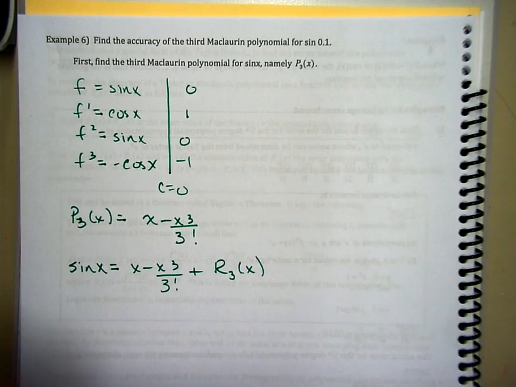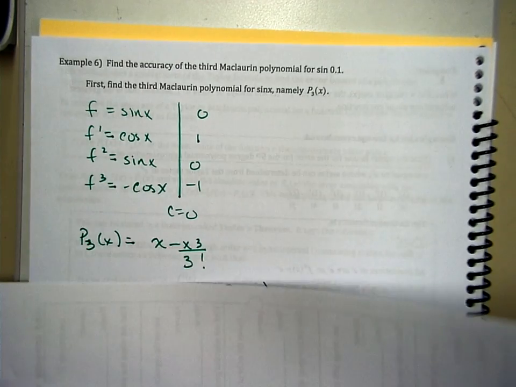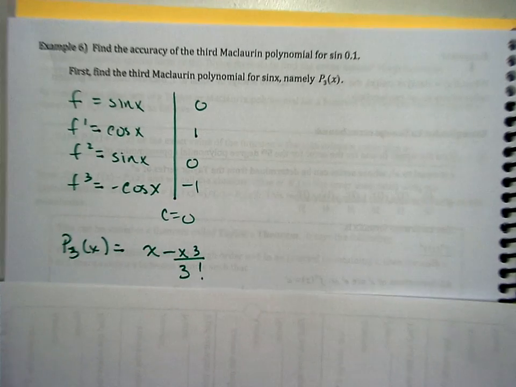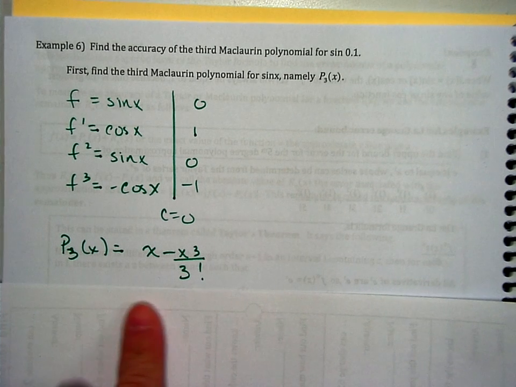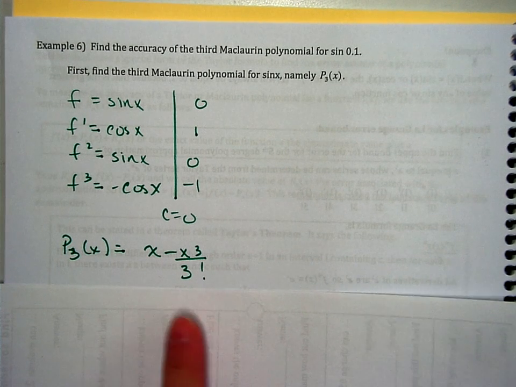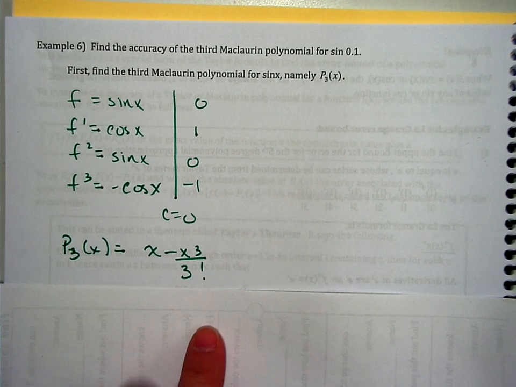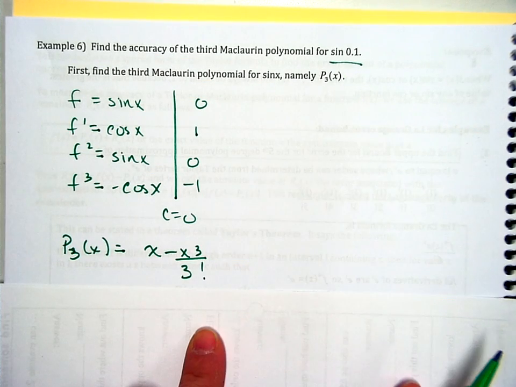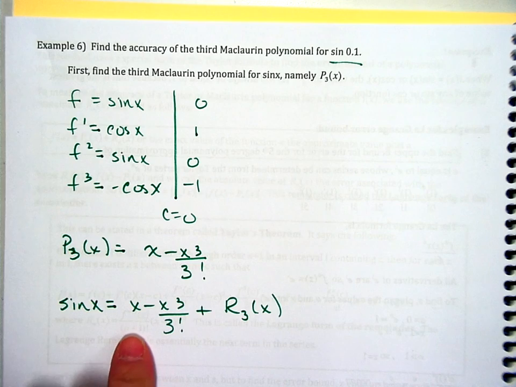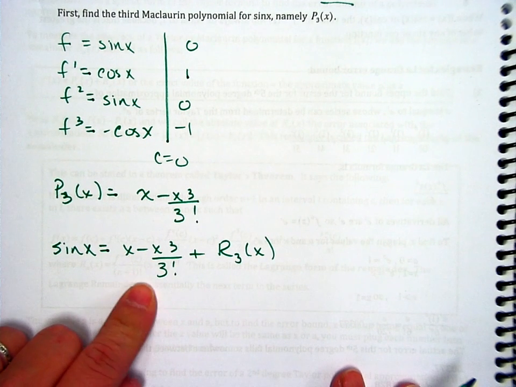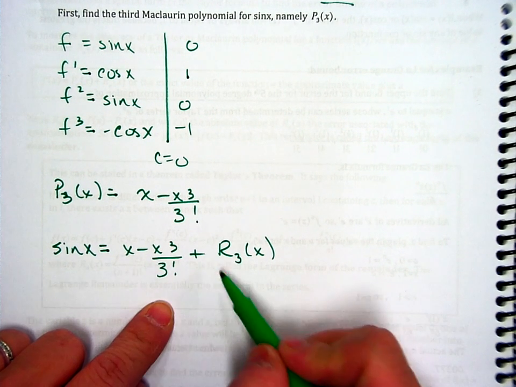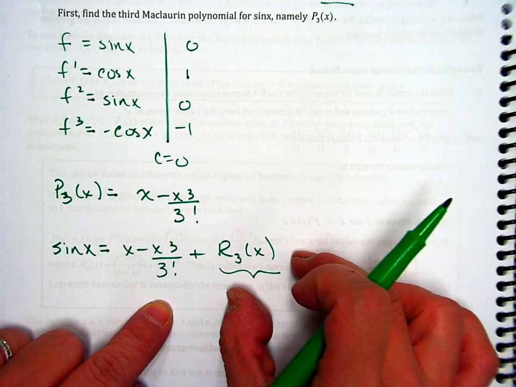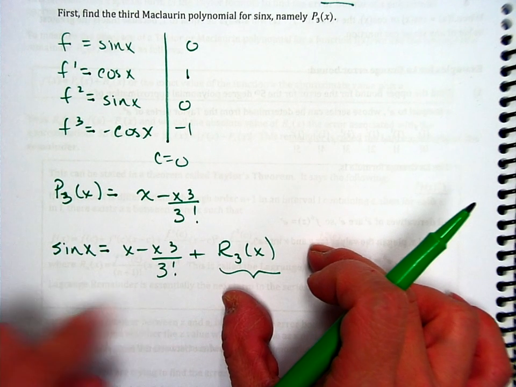So the first example asks you to find the third degree Maclaurin polynomial for sine of x. So I went through and calculated the first three derivatives. This is my polynomial right here. And I want to figure out how accurate this polynomial is to the function sine of x, which is what I'm working with. So I know that sine of x is exactly equal to the first terms of the polynomial plus, this is called my remainder. So whatever gets cut off is the error associated with this polynomial.